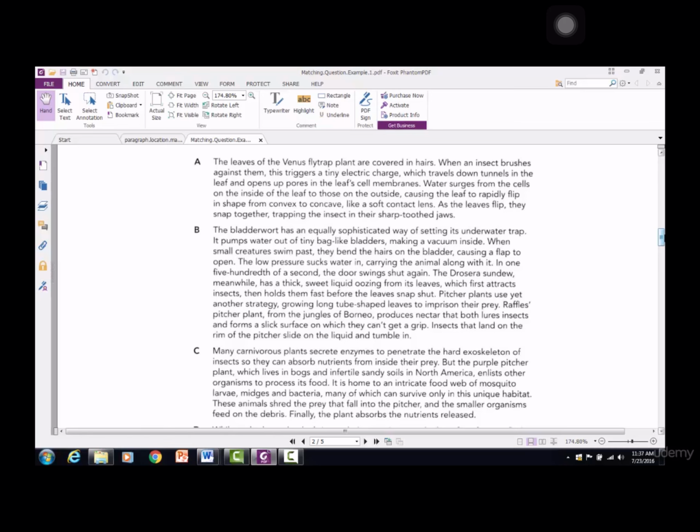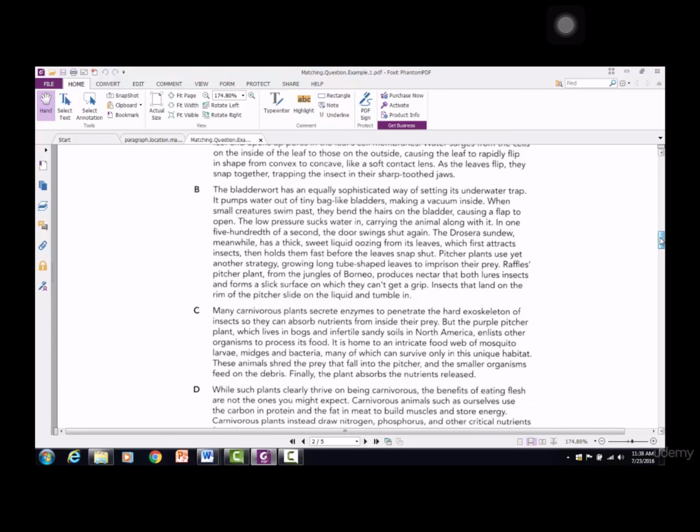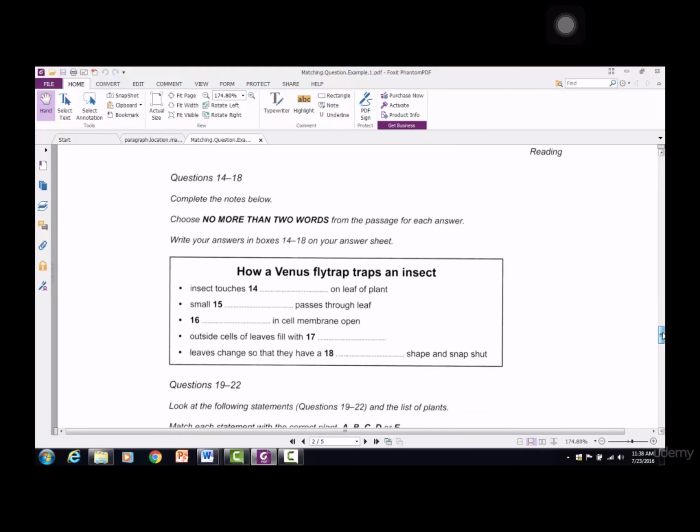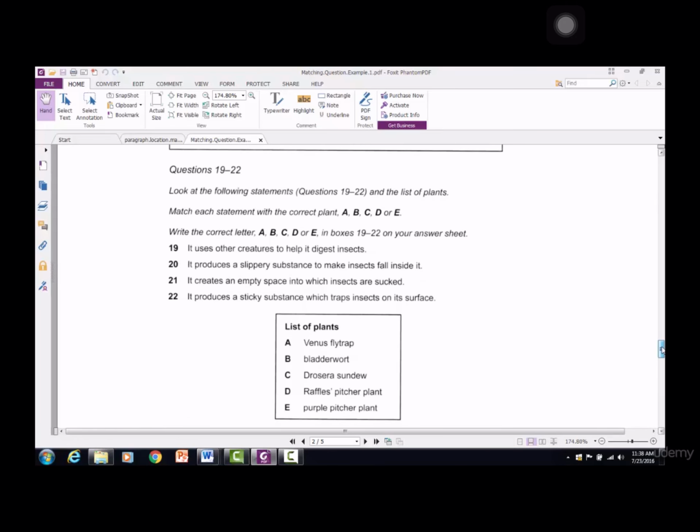Okay? So it sets some kind of trap using water where it uses pressure to suck the animal in. So let's see if that is a match for any of our answer choices. It uses other creatures to help it digest. Nope. Nothing about that. Slippery substance. Nope. Ah, here it is right here, 21. It creates an empty space into which insects are sucked. Yep. Because we just read those sentences and it talked about insects being sucked in.